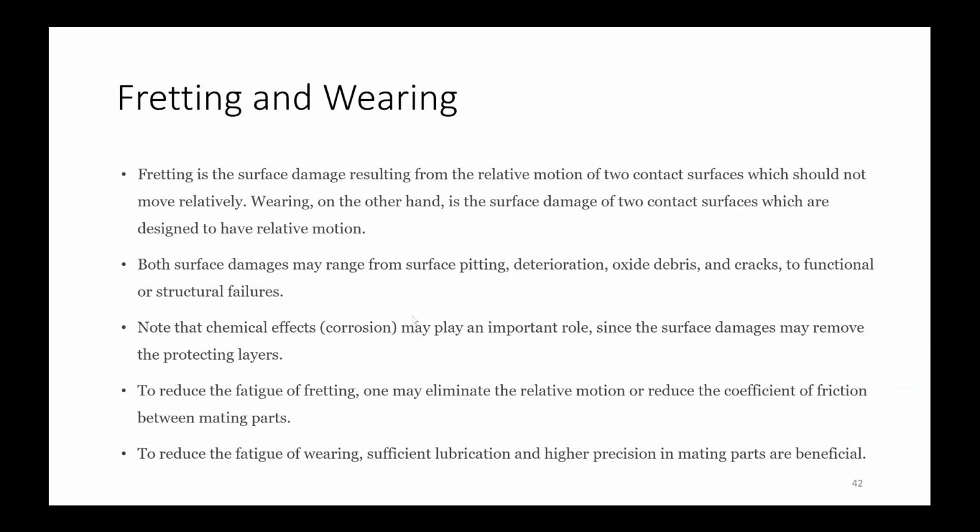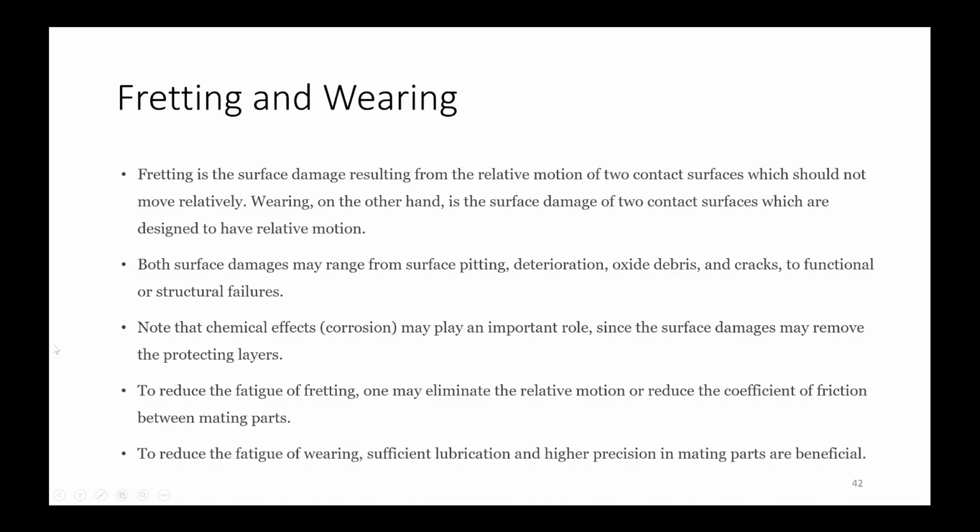Fretting and wearing: fretting is a surface damage resulting from the relative motion of two contact surfaces which should not move relatively. Wearing, on the other hand, is the surface damage of two contact surfaces which are designed to have relative motion. Both surface damages may range from surface pitting, deterioration, oxide debris, and cracks to functional or structural failures.